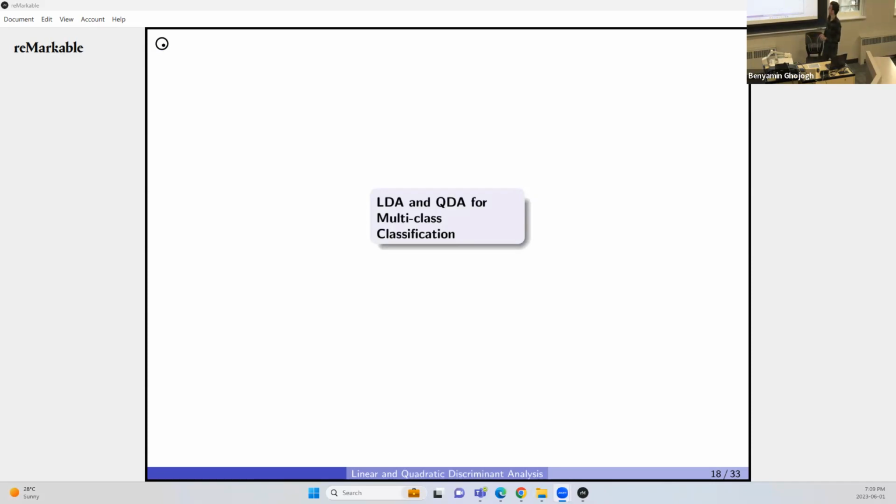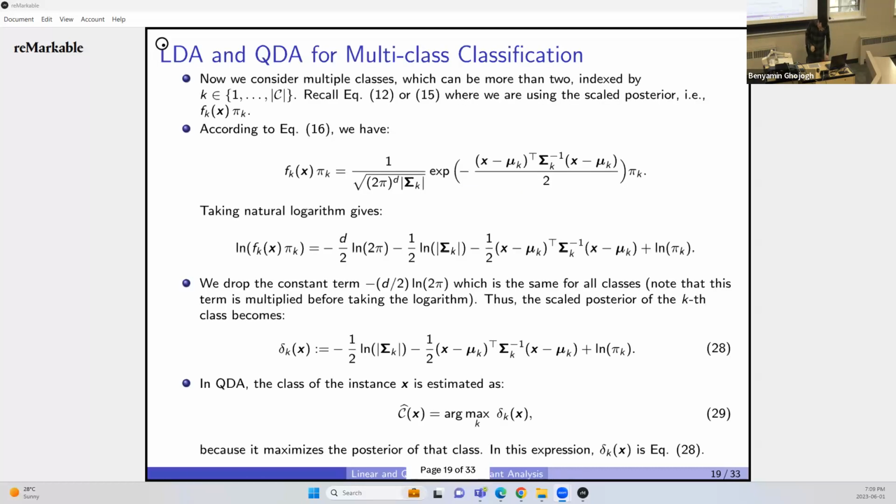Okay, let's continue. So far we talked about LDA and QDA for binary classification. Now let's generalize it to multi-class classification. So now we consider multiple classes, which can be more than two, indexed by k, which goes from one to the cardinality of C. Cardinality of C here means the number of classes. I denote the number of classes by this.